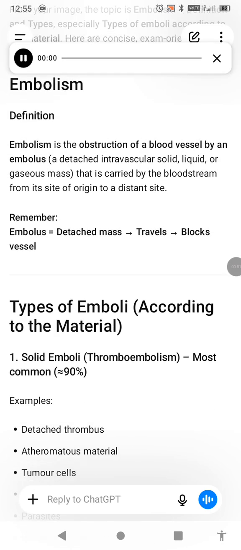From your image, the topic is embolism. Definition: Embolism is the obstruction of a blood vessel by an embolus, a detached intravascular solid, liquid, or gaseous mass that is carried by the bloodstream from its site of origin to a distant site. Remember: embolus equals detached mass, travels, blocks vessel.